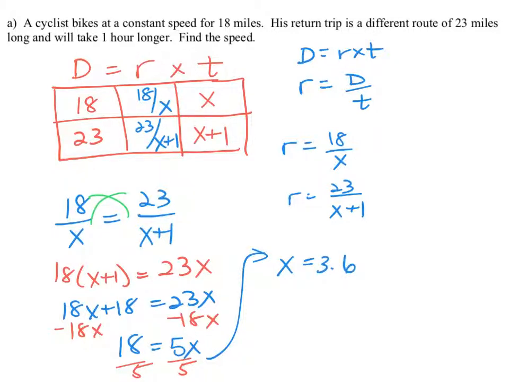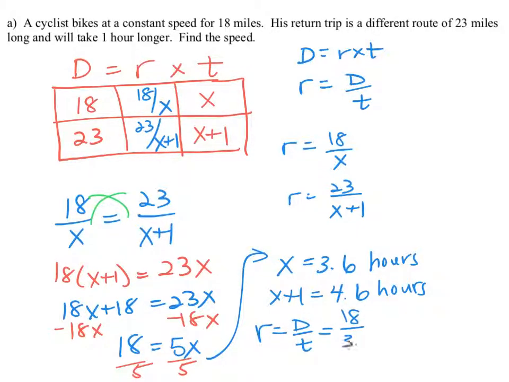So 3.6 is actually the number of hours that it takes on the first half of the trip, and then the x plus 1 would be an additional hour returning, 4.6 hours. So then we can look at the rate. The rate is equal to the distance divided by the time, or 18 divided by 3.6, which gives us 5 miles per hour. So our answer is written as 5 miles per hour.